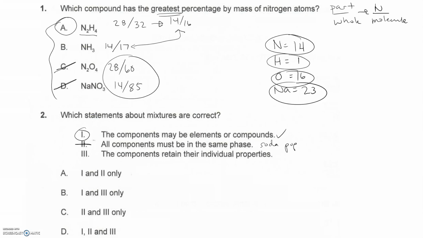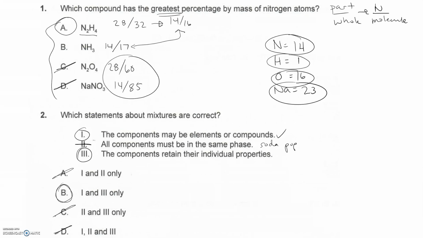We can start looking at our answers here. So we know it's not A, and we know it's not D, and we know it's not C. So even without looking at this final one, I can make a pretty good guess that my answer is going to be B. But let's read it just to double check. Roman numeral 3 says the components retain their individual properties.